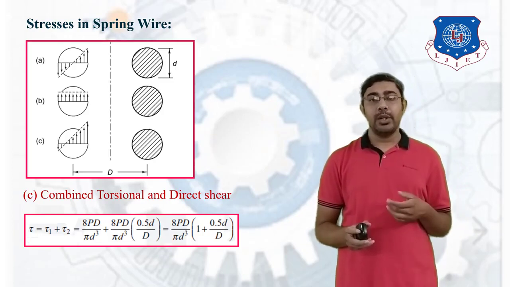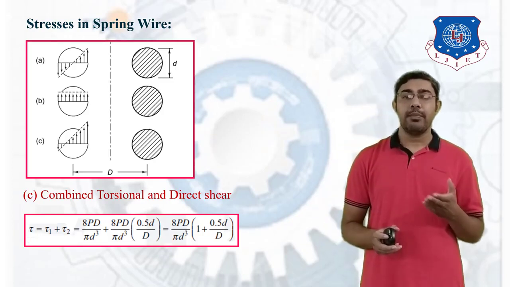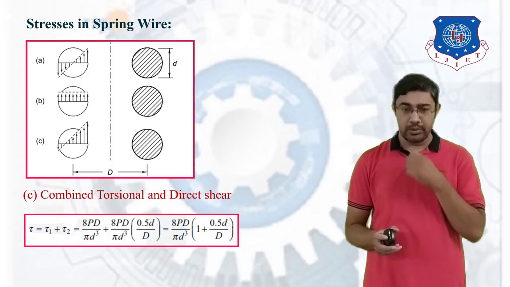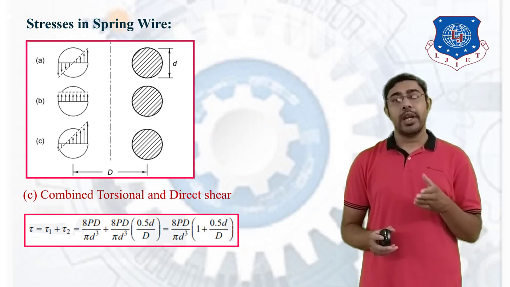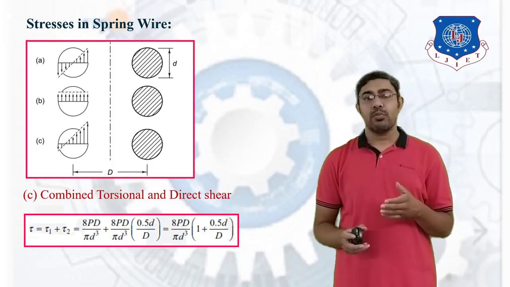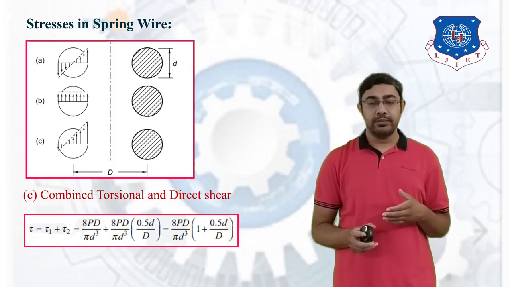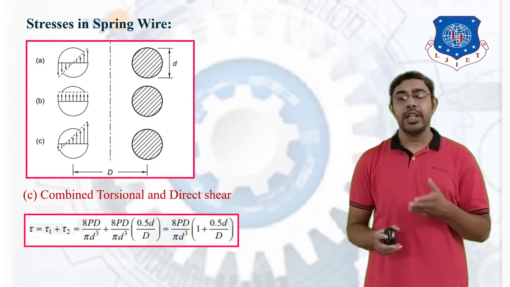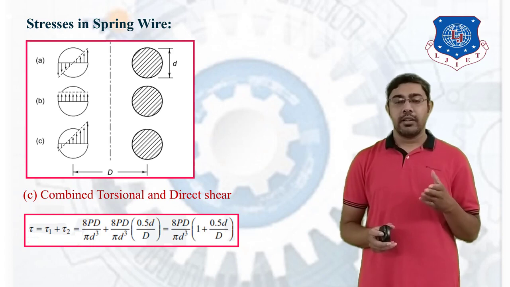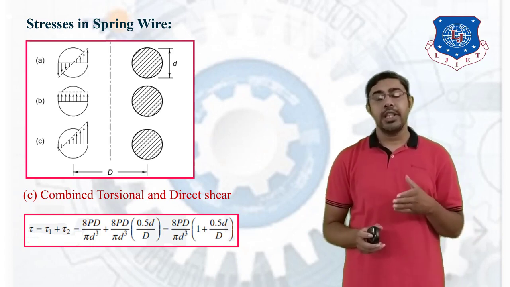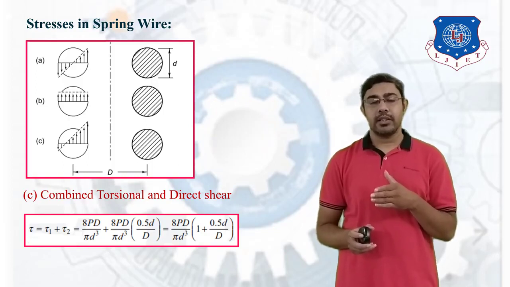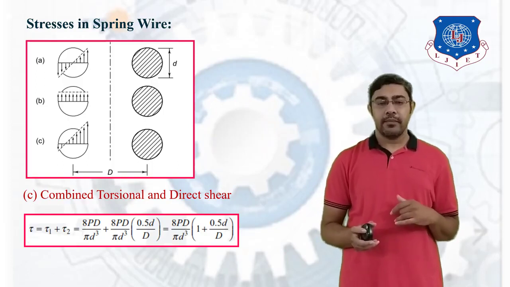Here the value of tau 1 is 8 PD divided by pi d cube, and tau 2 is equal to 8 PD divided by pi d cube into 0.5 into small d divided by capital D. If we take 8 PD divided by pi d cube common, we get tau is equal to 8 PD divided by pi d cube into 1 plus 0.5 small d divided by capital D.